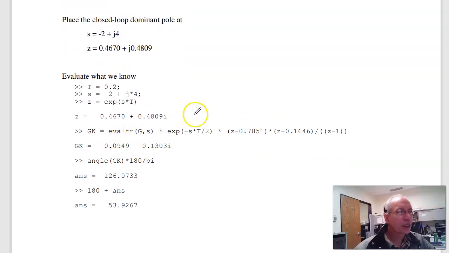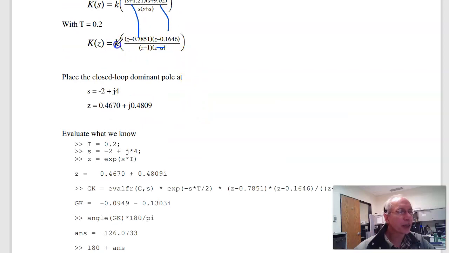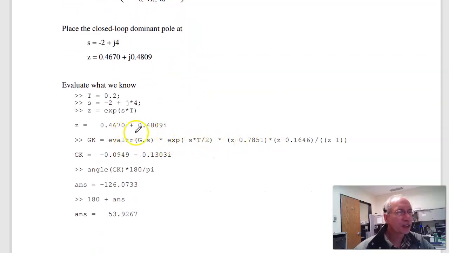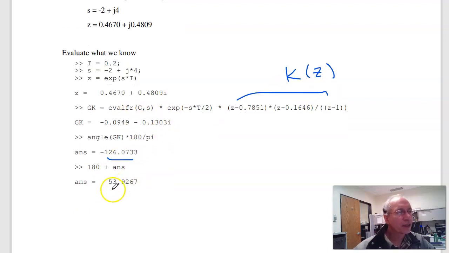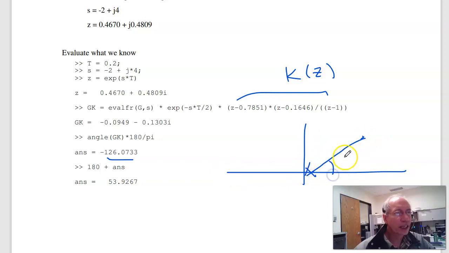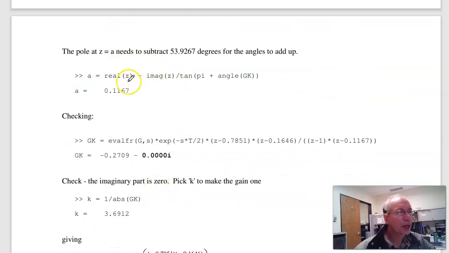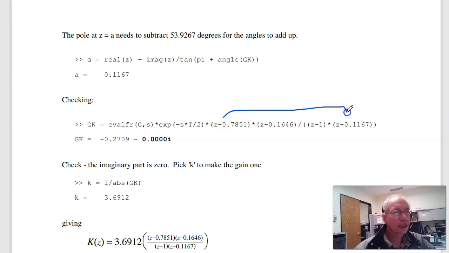So let's evaluate everything that I know. I don't know A, I don't know K. Evaluate everything else. So there's G of S, half sample delay, here's your K of Z, at least the stuff that I know. Analyze it, and the phase is wrong. I need to have an extra 53 degrees phase shift, so take your point that you're designing at. I need to go left, here's your pole, and that angle is 53 degrees. In MATLAB, that means take the real part of the pole minus the complex part over the tangent. A is 0.1167. So this right here is your K of Z.